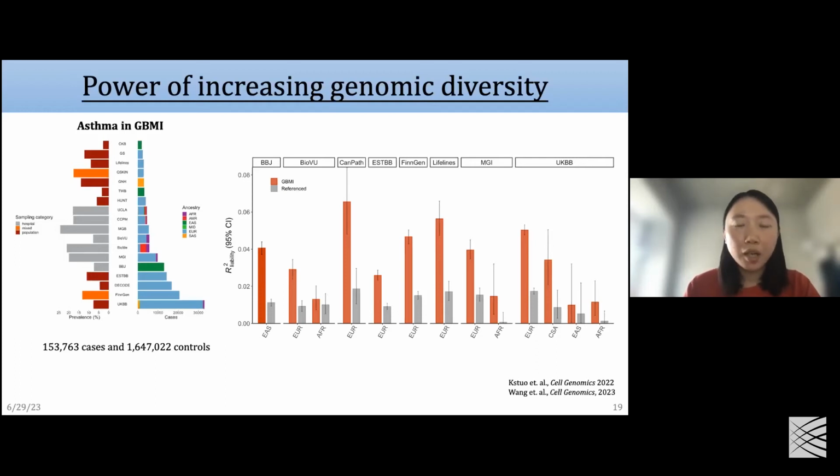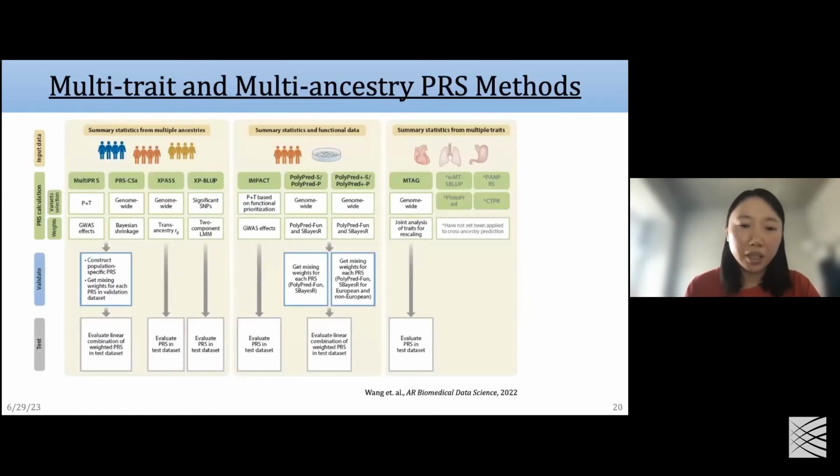So another strategy I previously mentioned to improve the PRS generalizability is to use more advanced methods. So in our review, we summarized a few methods leveraging the shared genetic components between ancestries, and these methods can also incorporate additional data like functional annotation or fine mapping. And also we can use multi-trait methods that use the pleiotropy across different traits.